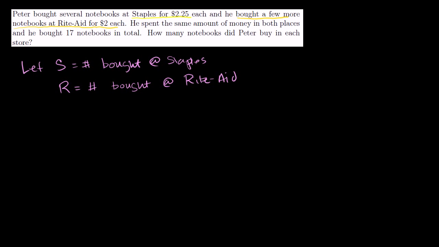So what do we know? He bought a total of 17 notebooks. So that tells us that S plus R is equal to 17. And we also know that he spent the same amount of money in both places. So at Staples, how much did he spend? He bought S notebooks for $2.25 each. So $2.25. Let me write it this way.